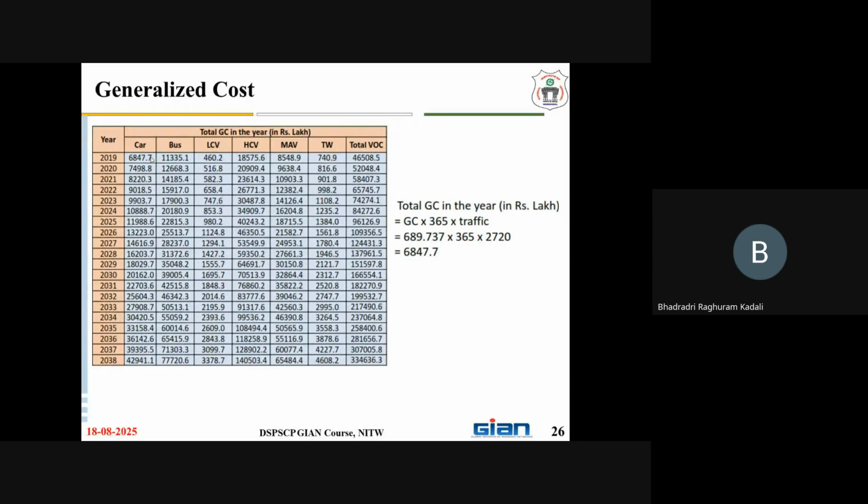This is for the car only. In the same way we have to multiply for all the categories of vehicles, respective to the entire projected 2038 case. With that, you will get the total vehicle operating cost value. When you add all the values together, you will get the total vehicle operating cost. Based on this total vehicle operating cost, we can identify the total amount.